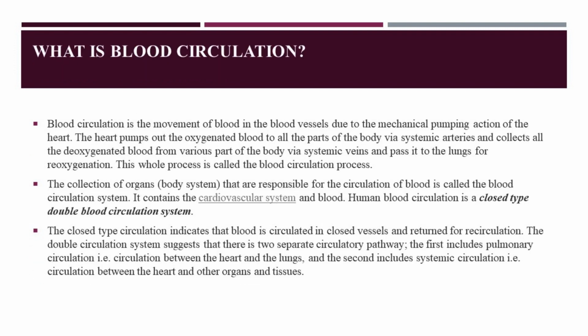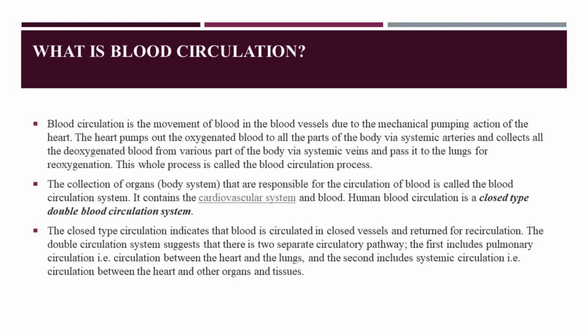What is blood circulation? Blood circulation is the movement of blood in the blood vessels due to the mechanical pumping action of the heart. The heart pumps out the oxygenated blood to all the parts of the body via systemic arteries and collects all the deoxygenated blood from various parts of the body via systemic veins and passes it to the lungs for reoxygenation. This whole process is called the blood circulation process.